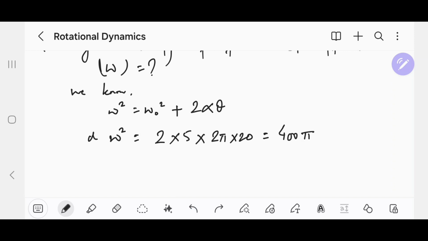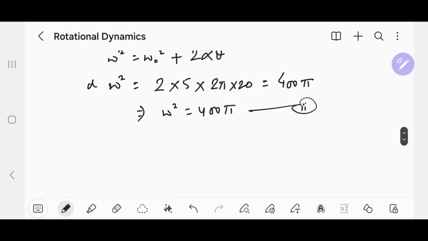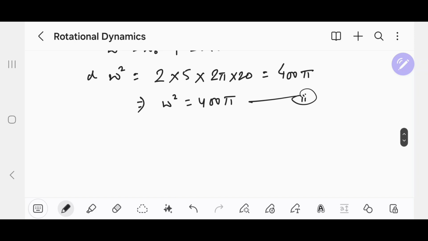Let's not write the unit here, it is actually radian square seconds per second square, but let's leave it as it is. Omega square is 400 pi. This is equation second. So why are we leaving it as omega square? Because our formula for kinetic energy is half I omega square, right? No need to further evaluate it.